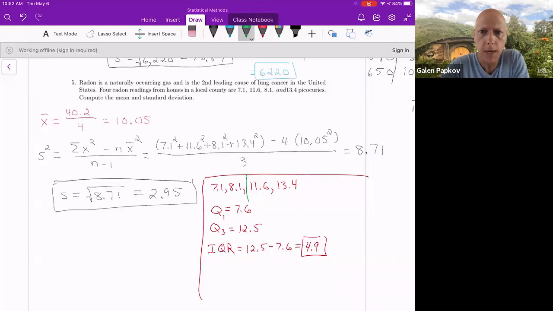So hopefully you're able to get it and you've got a good amount of practice with these concepts. That is it for measures of center and spread. And what's coming up next is how to interpret graphs.